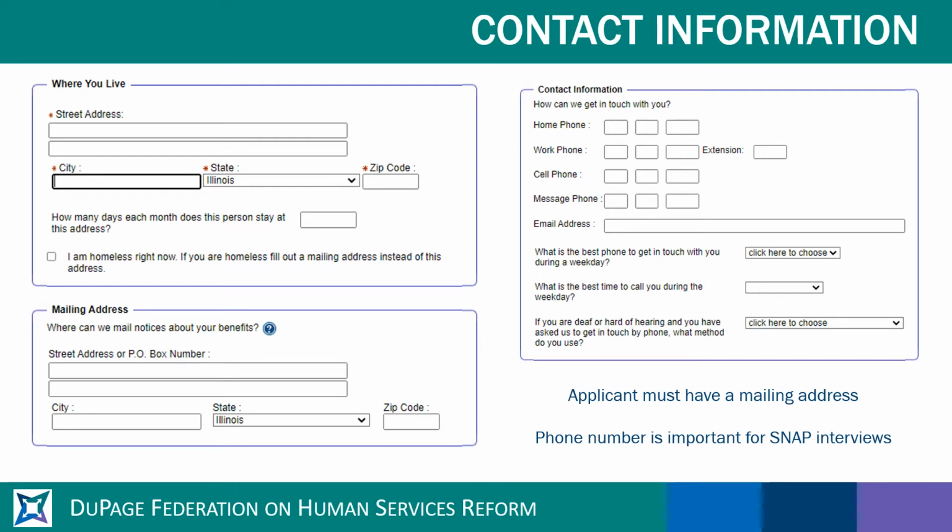Just a quick side note about text messaging, it will be very simple reminders. It won't include a lot of information that is confidential, but it is a new strategy that the state is hoping to implement sometime in 2022 so that they can help their customers maintain their benefits.